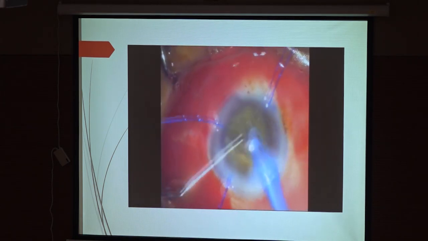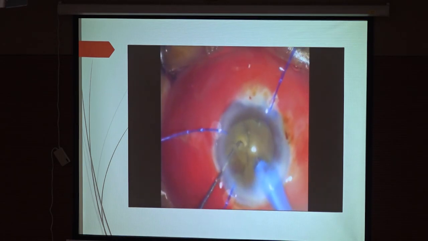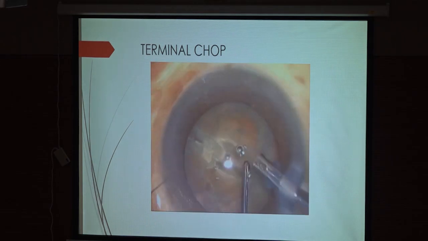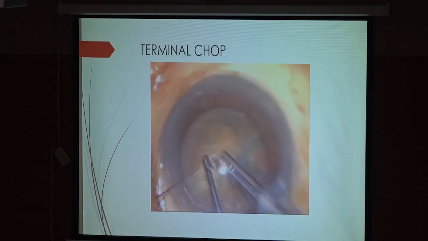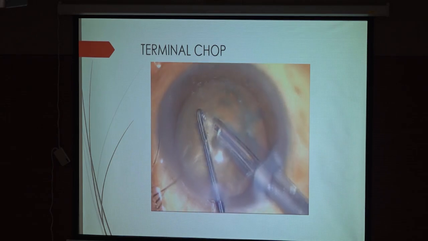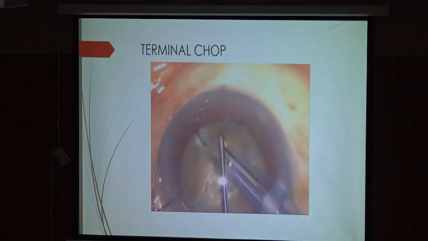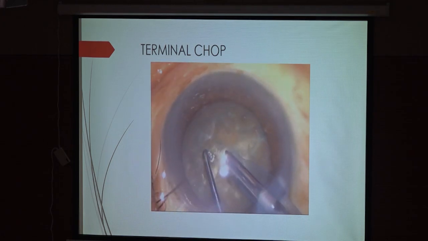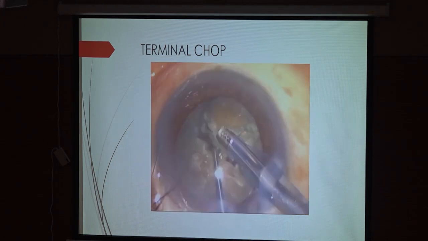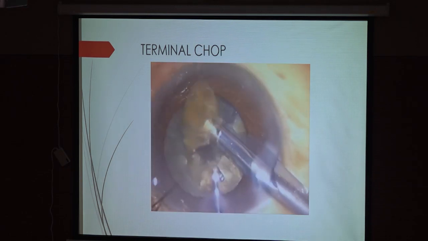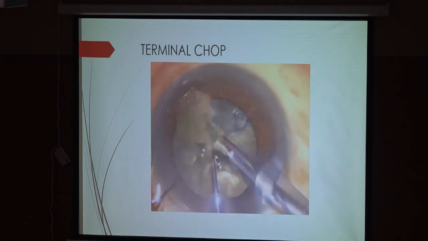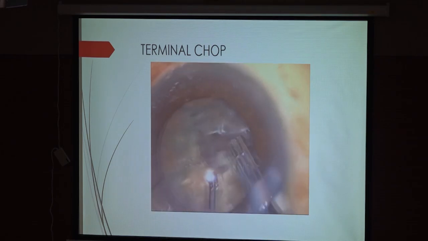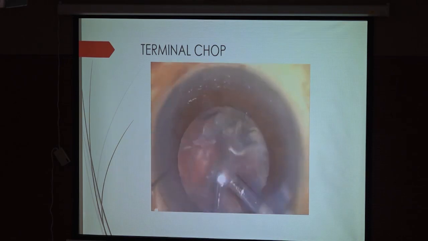So this is another technique, this is the same video, sorry. So this is terminal chop. You have a specially designed chopper, which is known as terminator. So it is a curved, hook-like instrument. So you go behind the equator and then you do the horizontal chop. So it will give a crack in the posterior plate also. So even in very hard nuclei you can manage them with terminal chopper. So rest of the steps are the same as in any other phacoemulsification procedure.